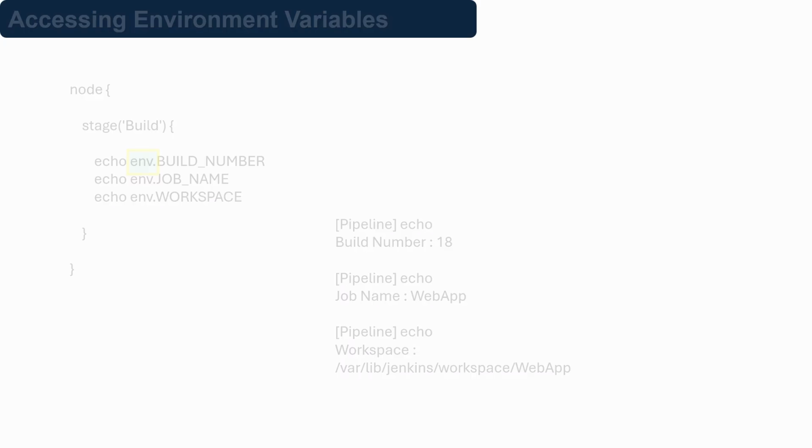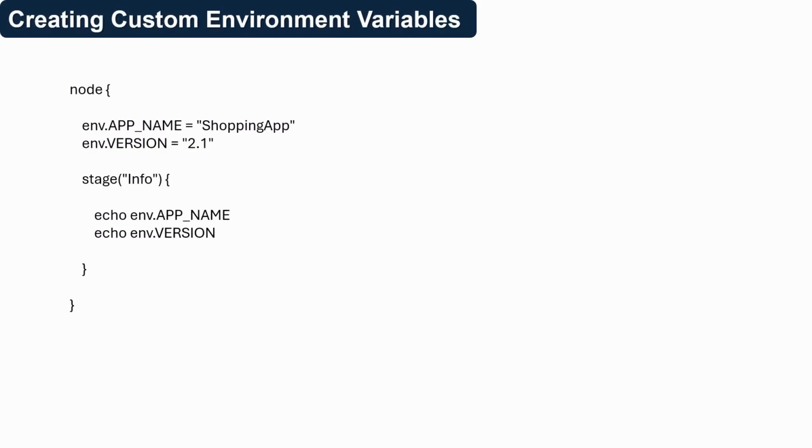Now let's see creating custom environment variables. Besides Jenkins built-in variables, we can also create our own. Here we have created two custom variables. The first stores the application name, the second stores the application version. Notice that we still use the env object by assigning values to env.appName and env.version. So these variables become available throughout the pipeline. This allows us to centralize the configuration information instead of repeating values multiple times.